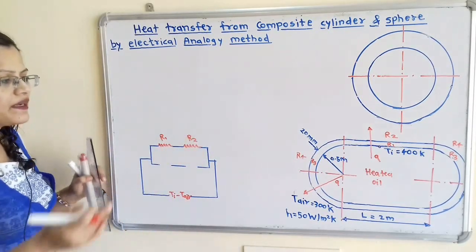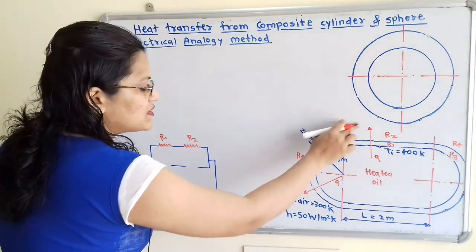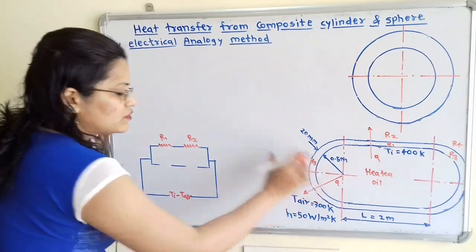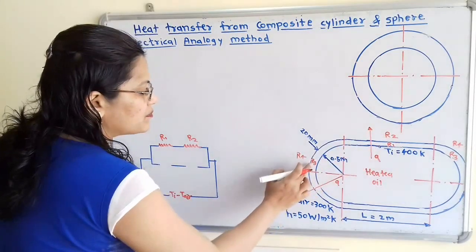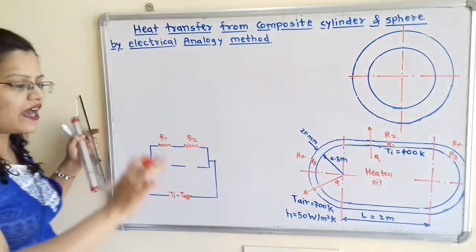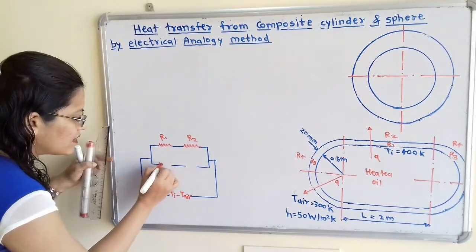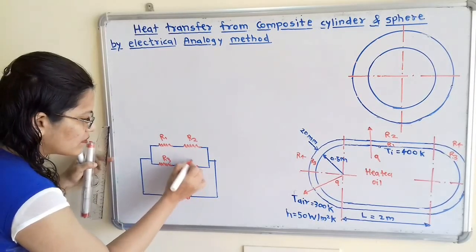At the same time, when this heat transfer process is taking place, the heat transfer process through the sphere is also taking place. So we have to show R1 and R2 in parallel with R3 and R4. R3 and R4 are in series. So we will show it here in the parallel way. Here is R3 and here is R4.